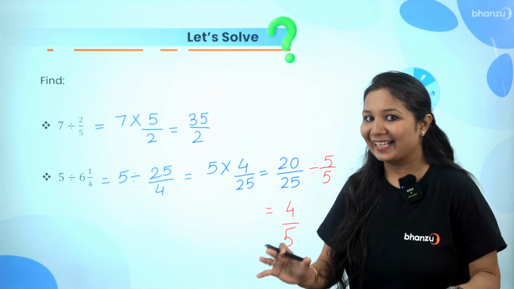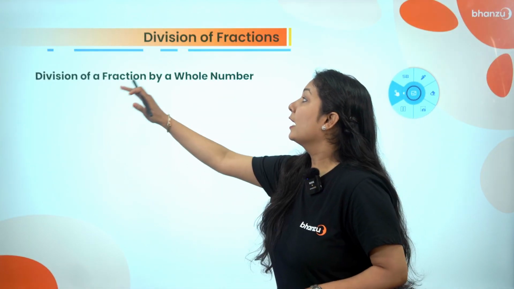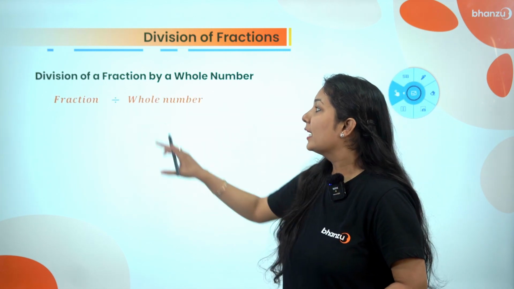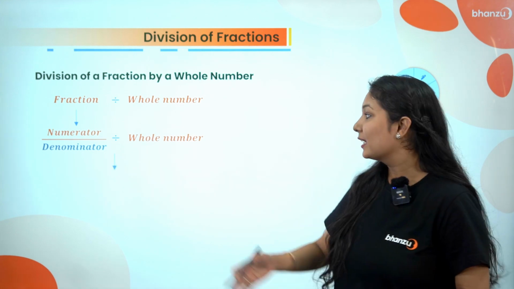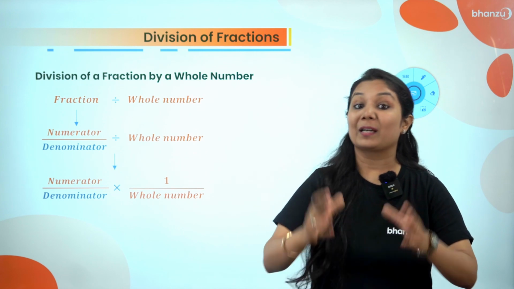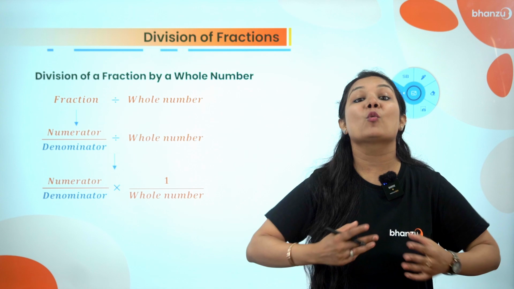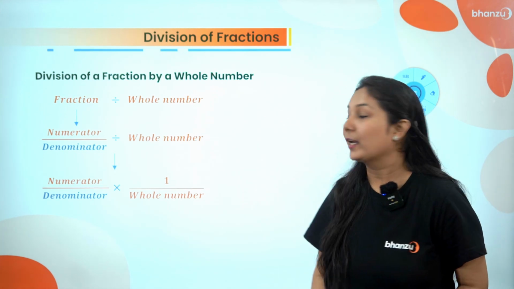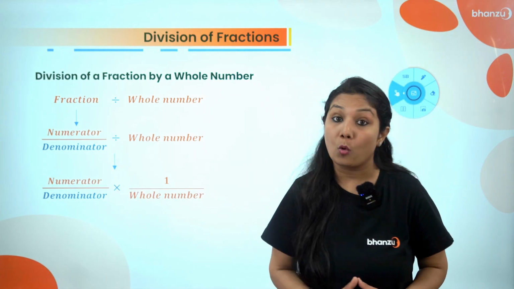Right? Clear everybody? Now let's move to the second sub-concept for the day, that is division of a fraction by a whole number. So over here what happens? Fraction divided by a whole number. So what is a fraction? It's numerator upon denominator, then divided by a whole number. But we have learned that the second number has to be done reciprocal. So what will be the reciprocal of a whole number? Quickly. Yes, ma'am, 1 upon whole number. So numerator upon denominator into 1 upon whole number.